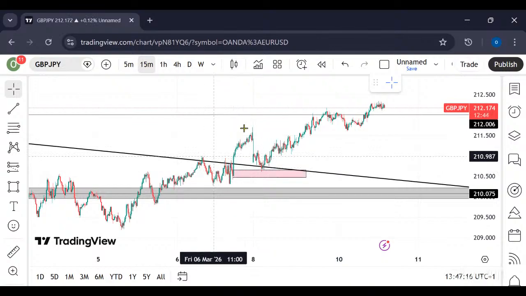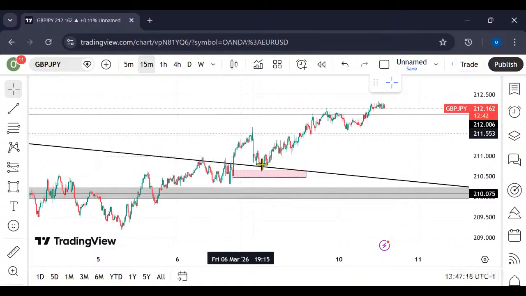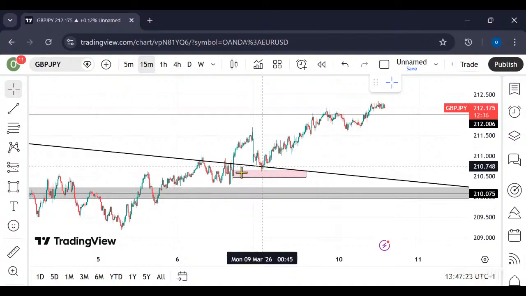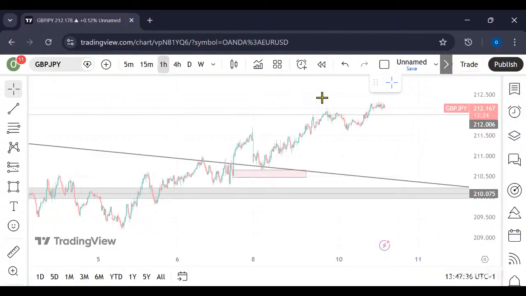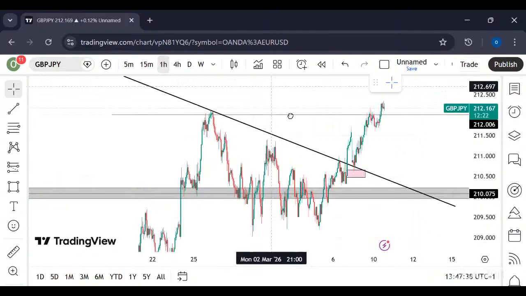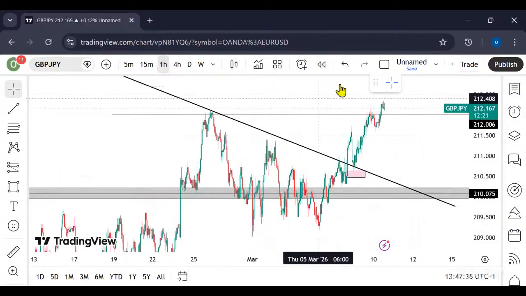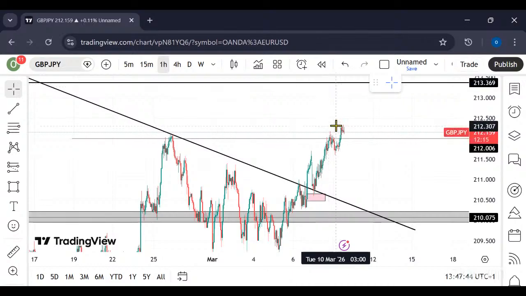The market went up, came back, retested on my trend line. Not only that, it also touched my 15 minutes order block, which is the demand zone. I took my buy. And I am expecting the market to do what? The market has already moved about 50% of the movement. So I'm expecting the market to come back to this area. So for now, don't do anything on GBP JPY.